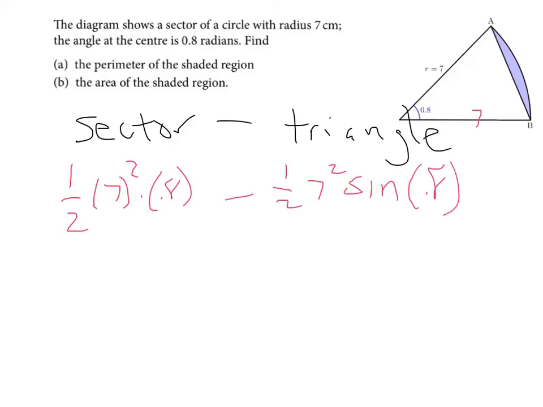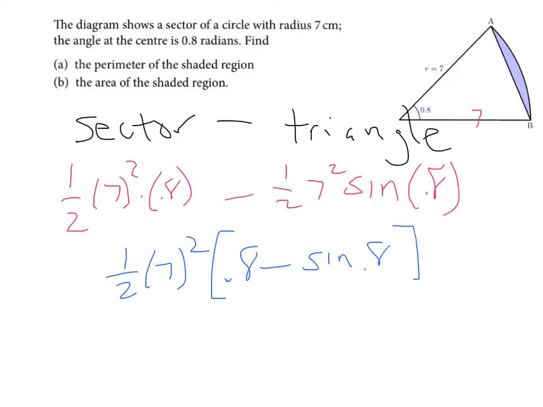Now, look at some similarities here, guys. This is pretty darn nice. Both of these things have 1/2 times 7 squared. Factor that out for a second, and we get 0.8 minus sine of 0.8. And we can put this in the calculator. We can get an area to 3 significant figures.